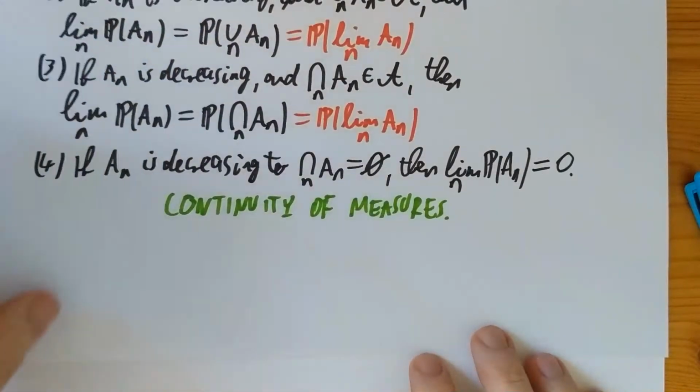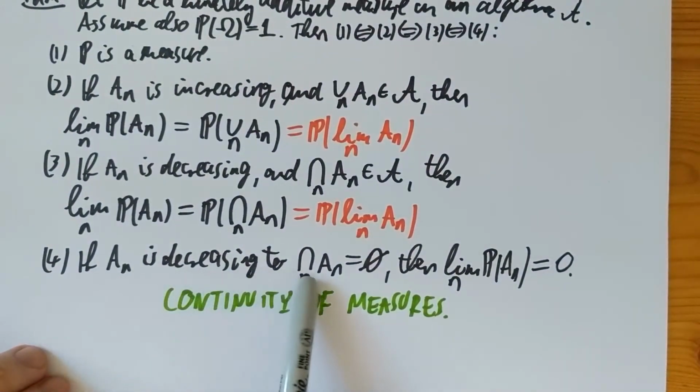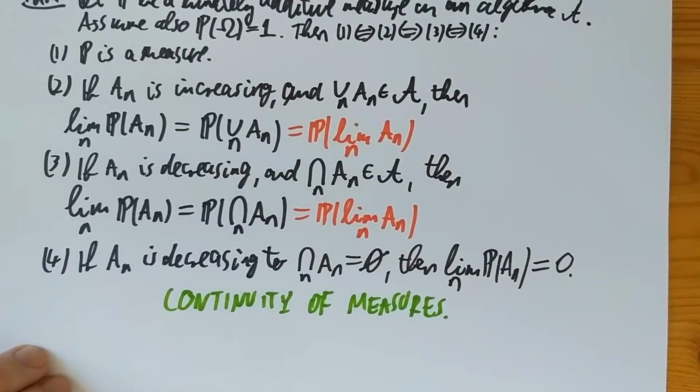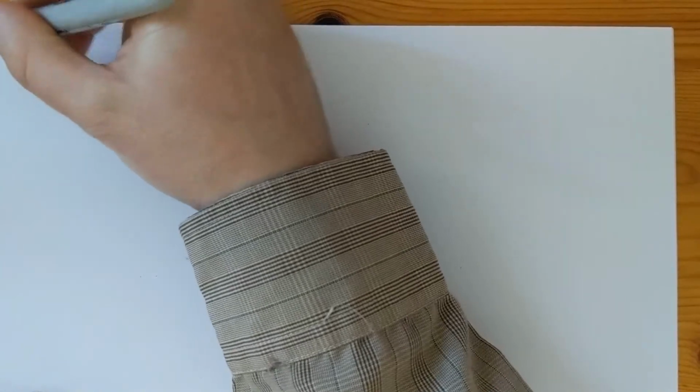And finally, I need to show that 4 implies 1. So I need to show that if you have a decreasing system with limit being empty, then the limit of the probability is zero. Suppose that. That implies that P is a measure. Okay, so assuming 4 implies that the probability or this finitely additive measure is also sigma additive, so it's a measure. Okay, so let's prove 4 implies 1.